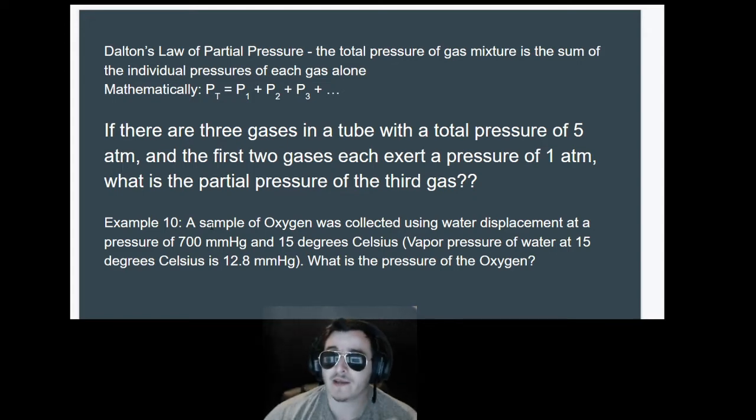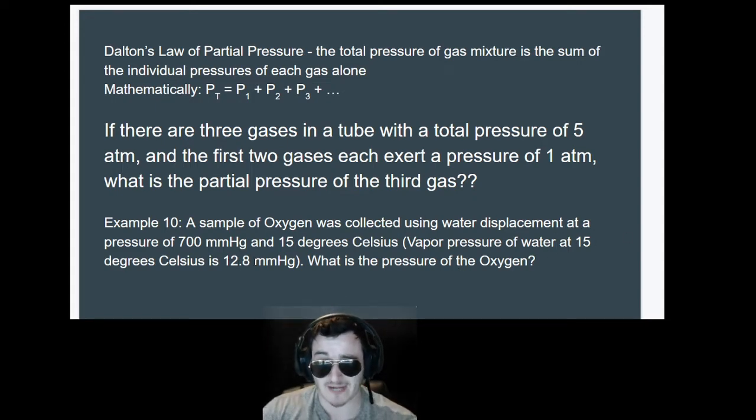The beautiful thing is that someone has already done all of the work for us and calculated what the partial pressure of water is at every temperature. Because it tells us it's at 15 degrees Celsius, we were able to do a quick Google search on the web and find out that the pressure of water at 15 degrees Celsius is 12.8 millimeters mercury. So that's the pressure of water, and the 700 millimeters mercury is simply the total. If everything adds up to 700, then 700 minus 12.8 will give us the partial pressure of oxygen. Bam, bam, boom.